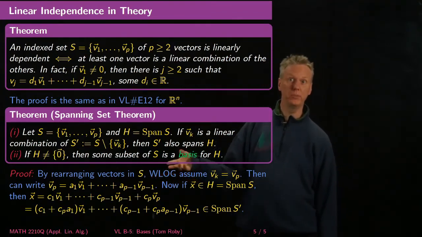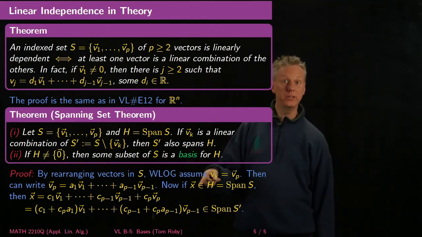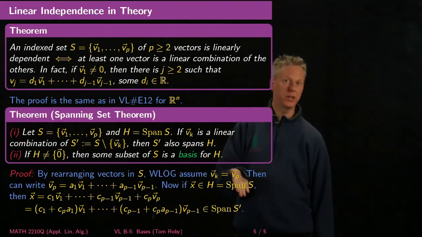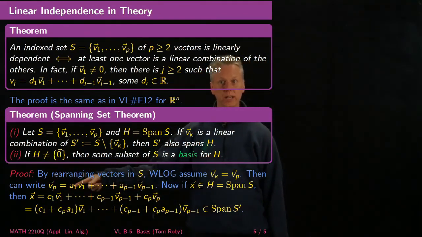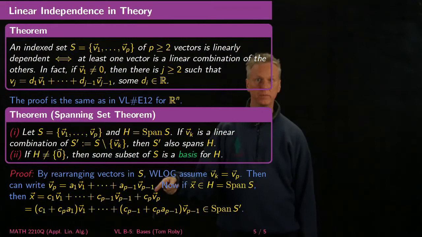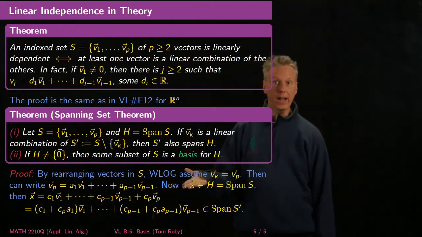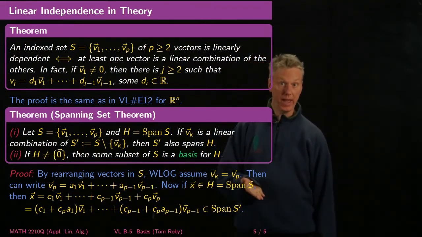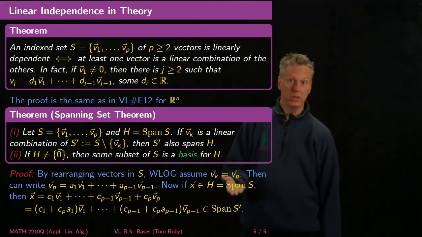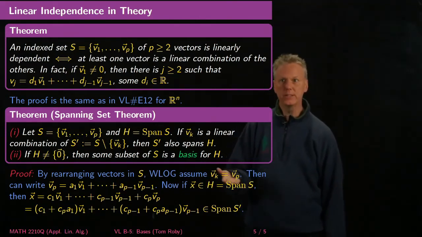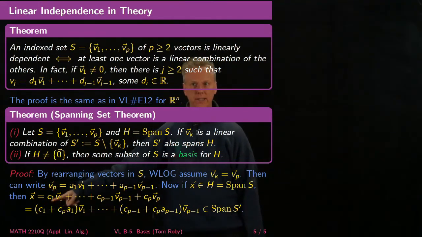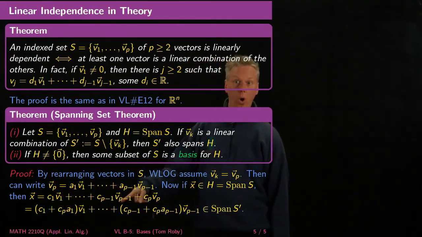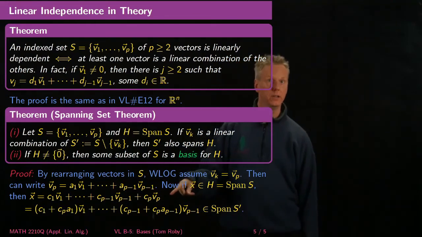You'll see it a lot if you keep going in math. Without loss of generality, assume that Vk is the last one, Vp, right? So then by assumption, I can write Vp as a linear combination of these other ones, V1 through Vp minus 1. Now if x is in the span of S, what does that mean? If x is in H, then it's in the span of S by definition, by assumption. So then I can write x as this linear combination of all the V's, V1 through Vp.